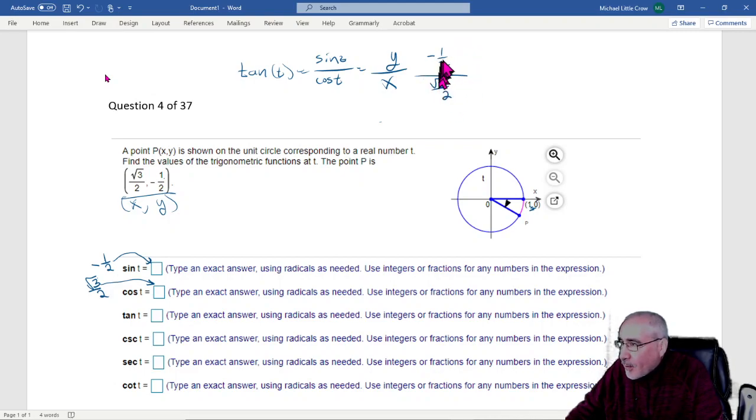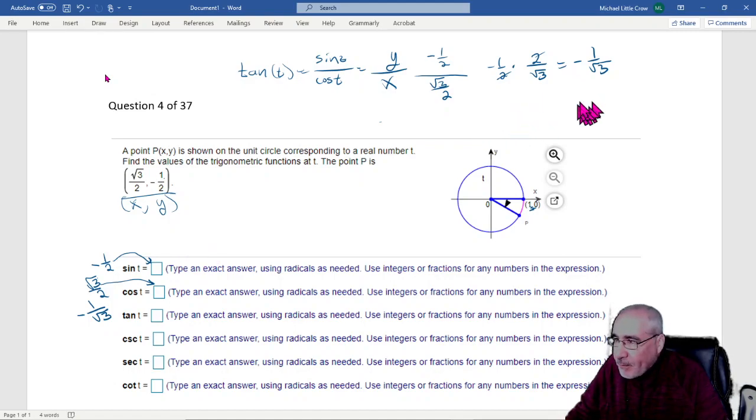And then so one fraction divided by another, you take the numerator and you multiply it by the reciprocal of the denominator. Okay, 2's cancel out and we get negative 1 over square root of 3. Now I put it on mine as that and it accepted it. I had some people telling me that they needed it more simplified. That's a perfectly good answer.